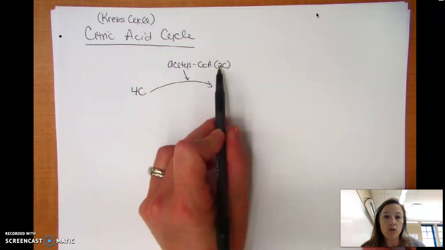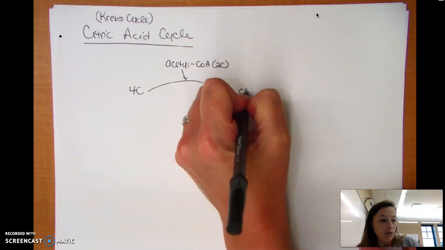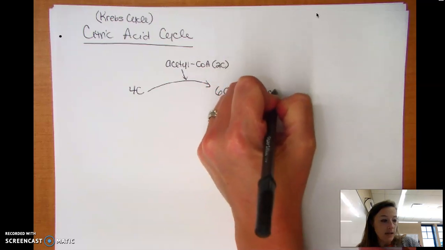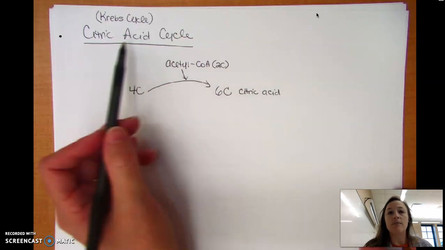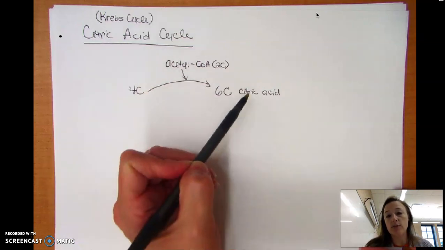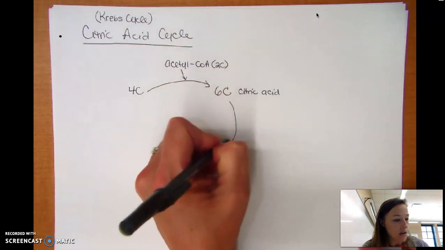Well, 4 plus 2 is 6. This molecule, and it's the only one you need to know its name, is citric acid. Most cycles that have a name like this are named after that first molecule. So the first molecule is citric acid. That's why it's called the citric acid cycle.